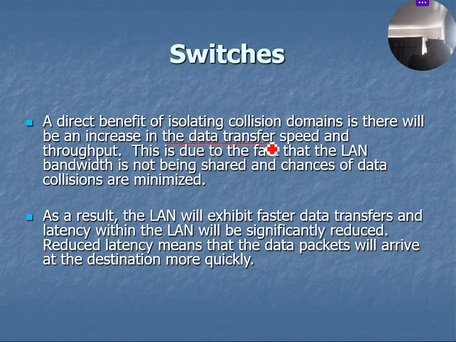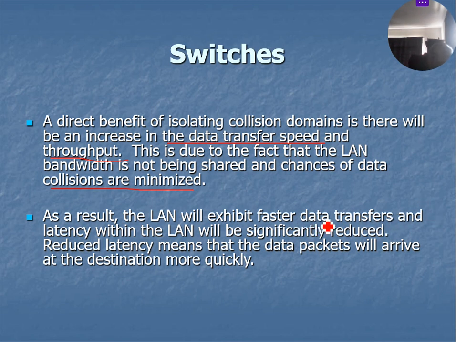So we've explained all of this concept: the increase in data transfer speed and the increase in throughput, the capability. This is due to the fact that the LAN bandwidth is enhanced. It's not being shared, it's enhanced, and the chances of data collision are usually minimized. Because of this, the LAN will exhibit a faster data transfer rate and improved latency within the LAN.